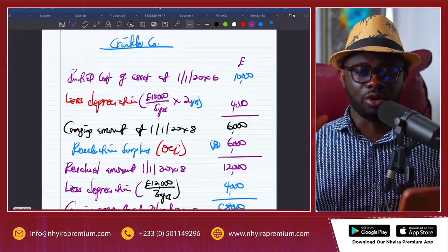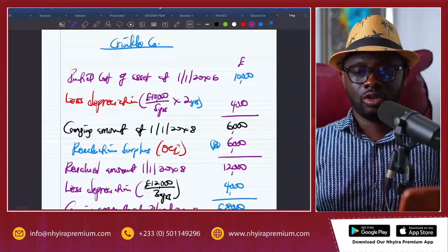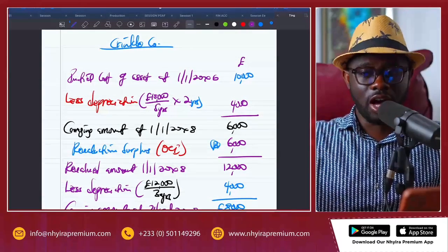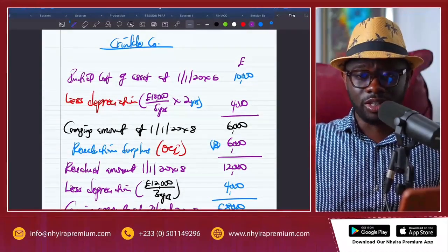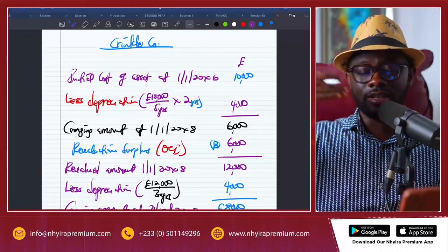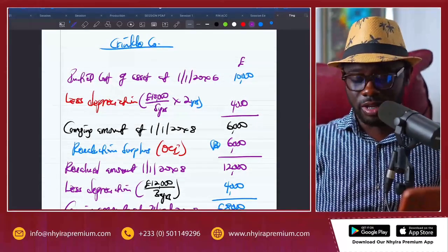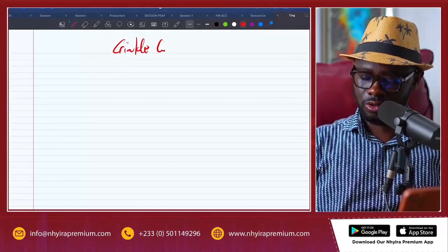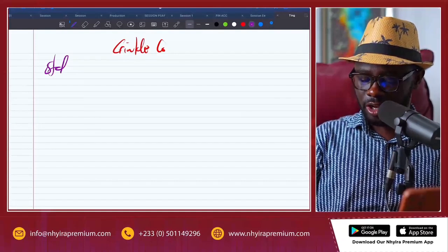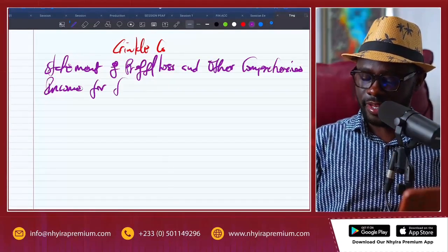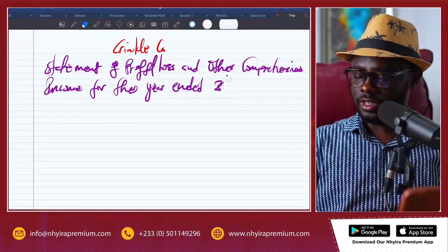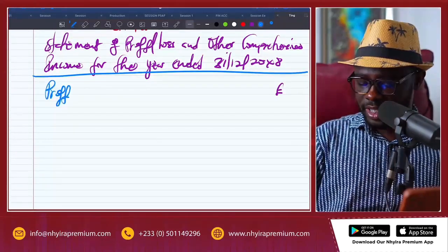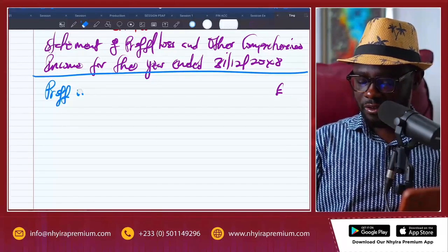Now, so I'm going to do 2 things. One, I'm going to do the default thing, assuming there is no annual transfer. How would the treatment look like, right? Then we'll look at a transfer. How would the treatment also be like? So, Crinkle Co. Statement of profit or loss and other comprehensive income for the year ended 31st December 20x8. We're slashing our currency sign. Please, professional presentation is very, very important.